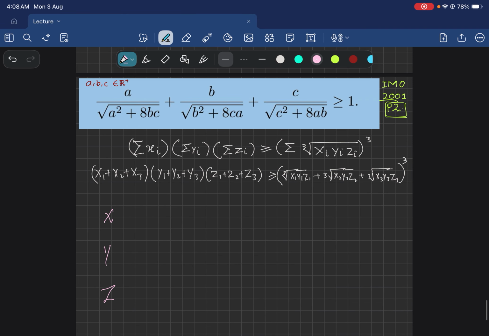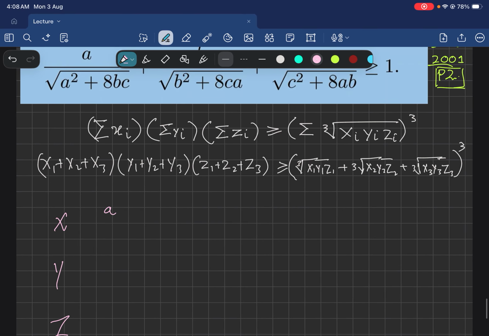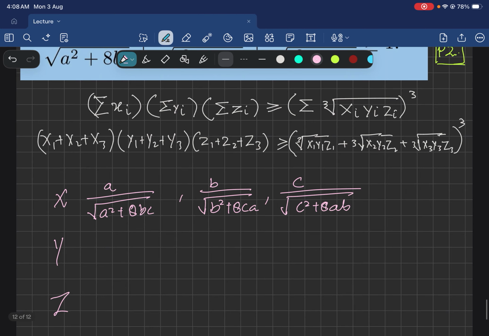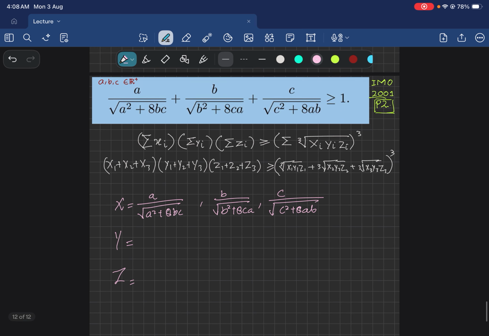So I choose the very first thing that is given in the question, because we have to make the left hand side similar to that one. I choose x1 as a under root a square plus 8bc, and x2 as b under root b square plus 8ca. Third is c under root c square plus 8ab. So we have got this x, and now we have to choose y.